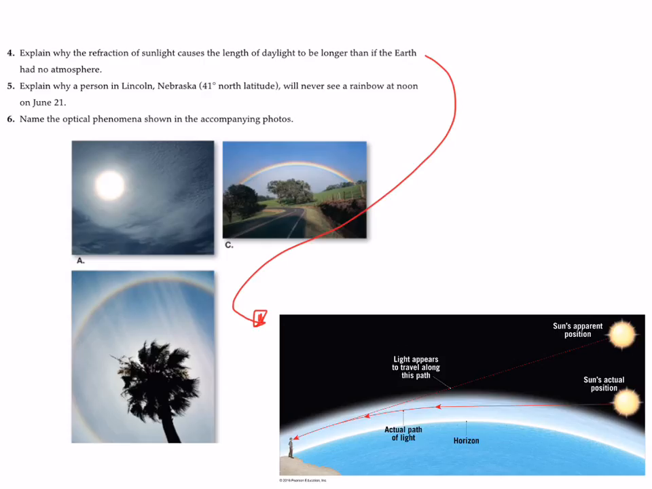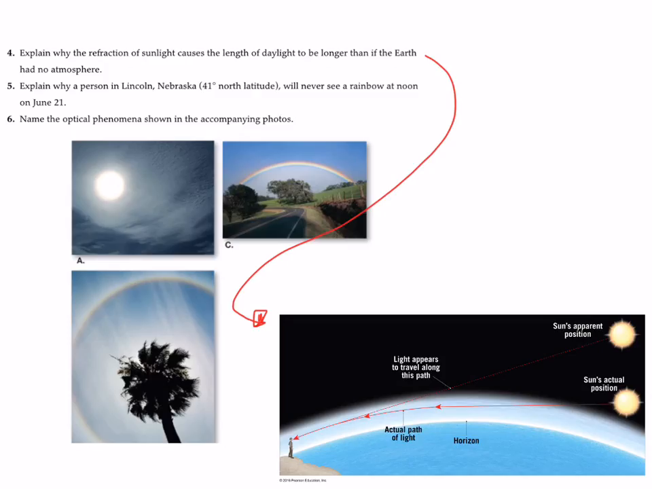It says, explain why the refraction of the sun changes the length of daylight, or the length of hours that we see daylight. So basically, when the sun is really set, we see it up here. So we see sunlight after the sun is set. Okay, so kind of explain that.